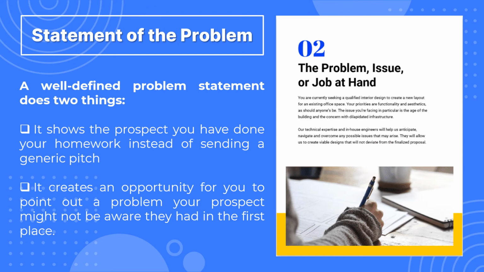Then you have your statement of the problem. Here you state the exact problem your prospective buyer is facing. Whether or not they know the problem, your goal is to outline the problem statement as clearly as possible and develop an urgency for your prospect to find a solution to the problem. A well-defined problem statement does two things. First, it shows the prospect you have done your homework instead of sending a generic pitch. Next, it creates an opportunity for you to point out a problem your prospect might not be aware they had in the first place.